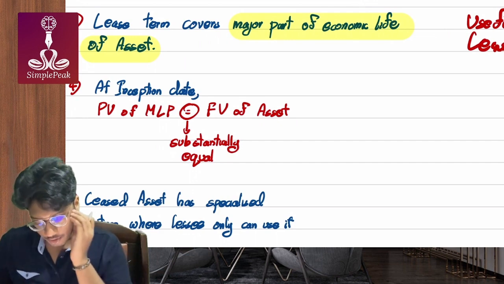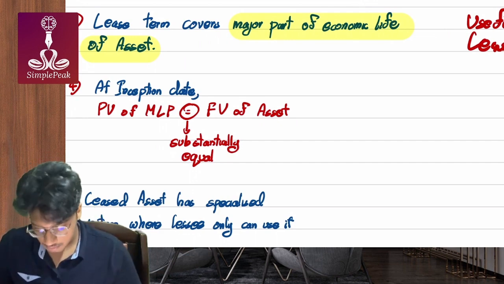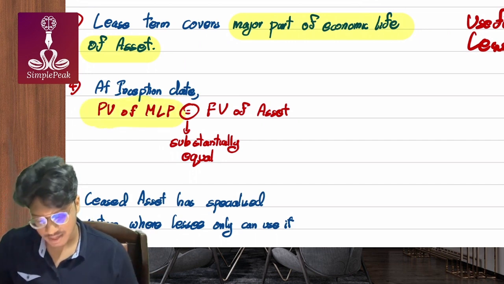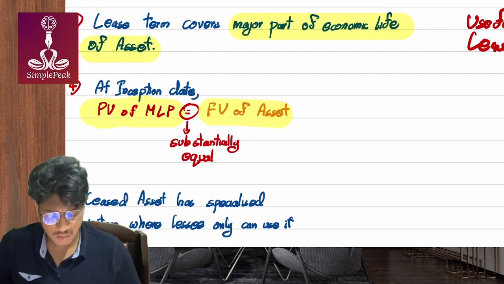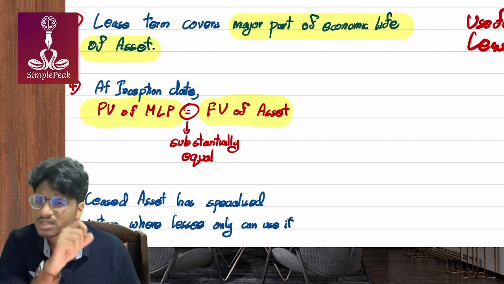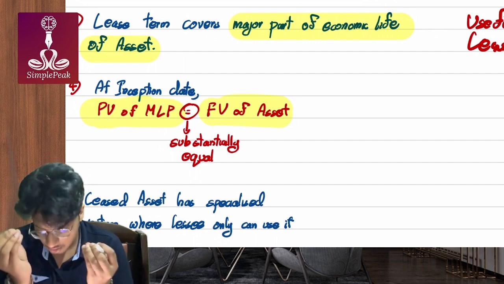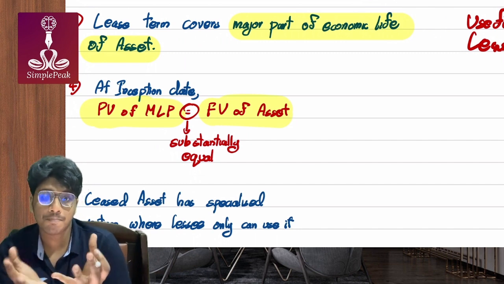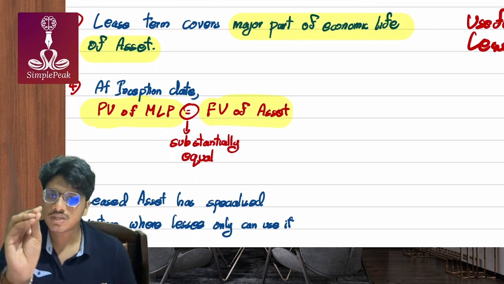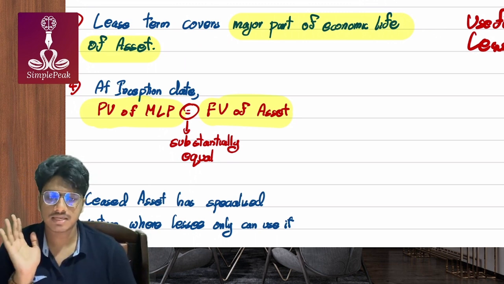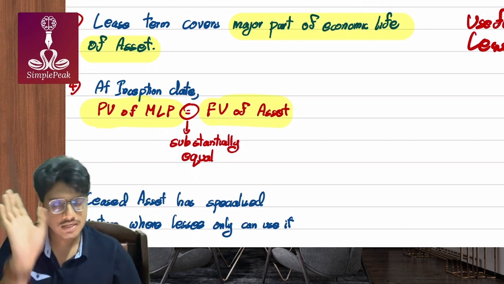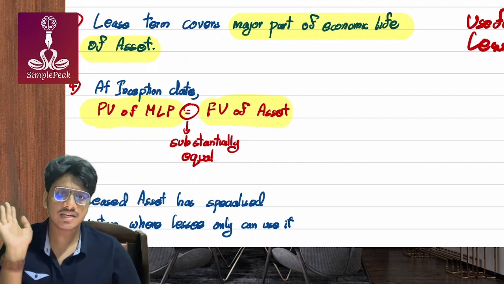And the fourth point that we talk about, the fourth indicator, would be that at the inception date, the present value of the minimum lease payment is substantially equal to the fair value of the asset. Now the question arises, what does this minimum lease payment, or in the note that I have displayed over here, MLP, mean? Minimum lease payment, we will discuss here. So if the present value of the minimum lease payment is substantially equal to the fair value of the asset, then it is a finance lease. Okay, if this indicator comes up.